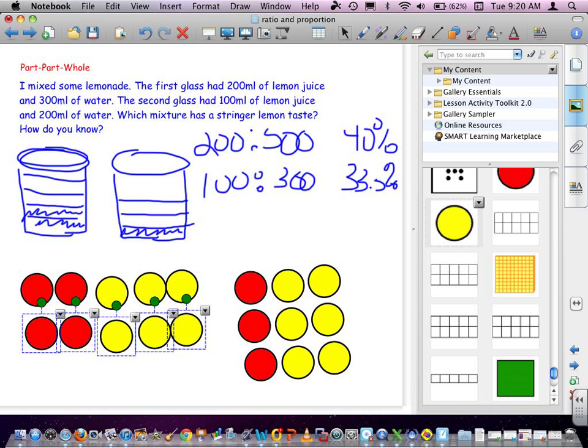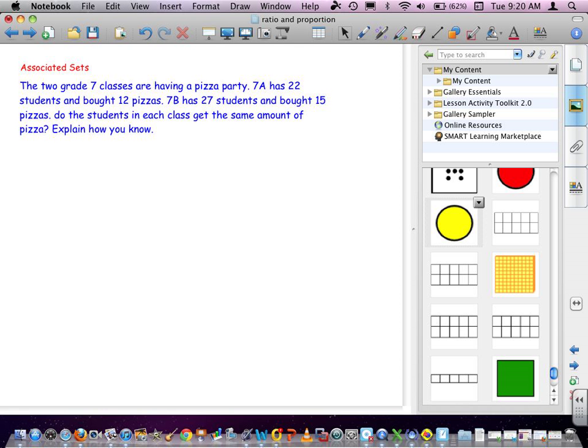Isn't it interesting how good you are at proportions? Didn't even know. What did you do for the pizza question? Oh, I know what I did. On the percent. Can I explain?